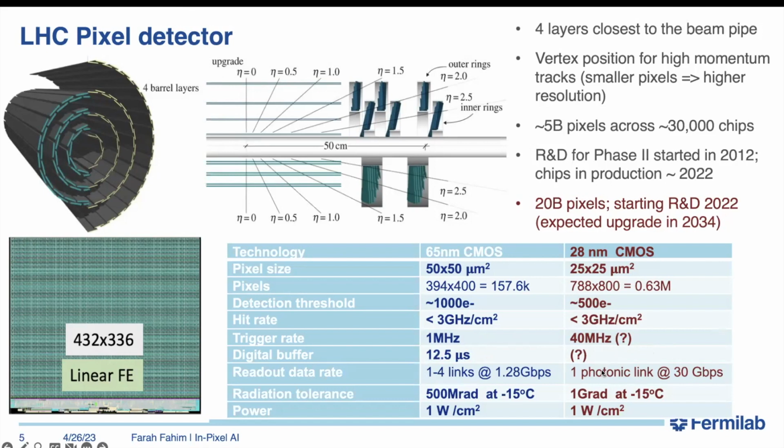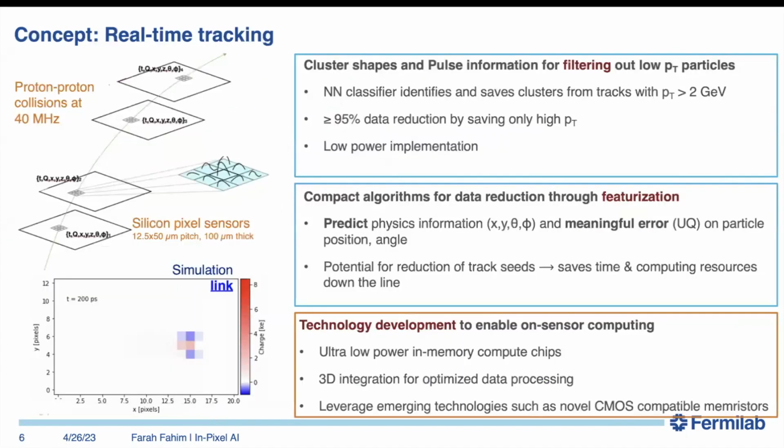For readout links, there's a lot of work going on in photonic links to replace electrical links. And the radiation tolerance is about the same. You definitely want to keep the same power consumption, because as this detector upgrades, not all the layers of the detector will upgrade. So the powering scheme is likely to remain exactly the same. These are the hardware constraints that we are starting off with to solve the science problem that I just discussed in my previous slide.